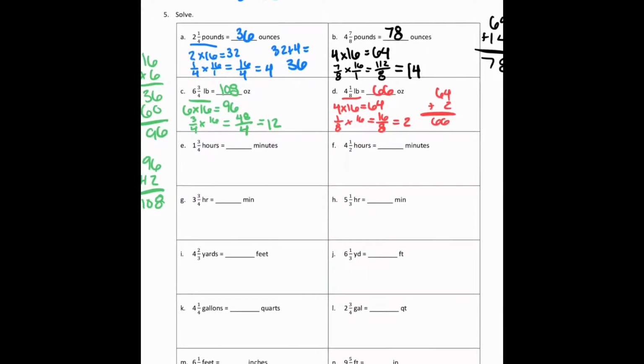All right, let's look at E. We have 1 3/4 hours is equal to how many minutes? Well, we know this is going to be different because we know there's 60 minutes in an hour, so we're no longer going to be multiplying by 16. We're going to be multiplying by 60.